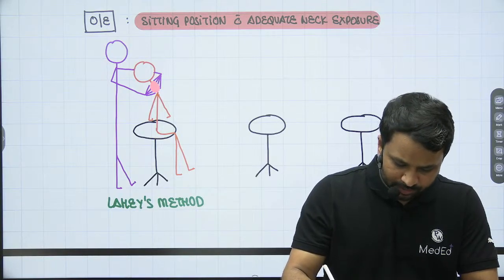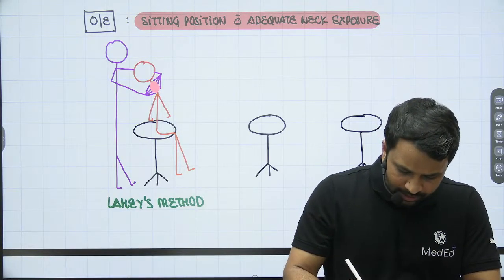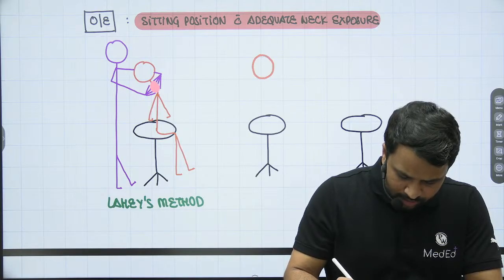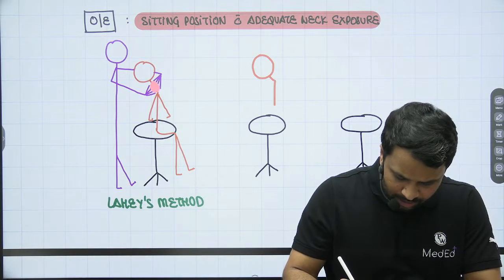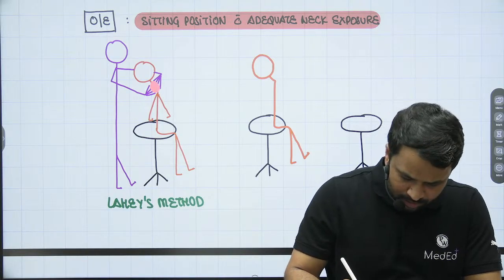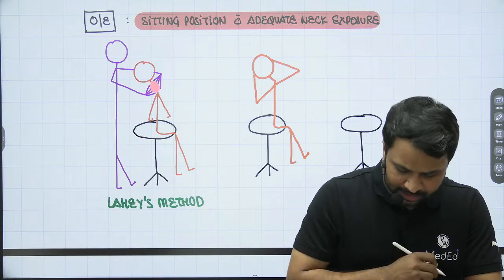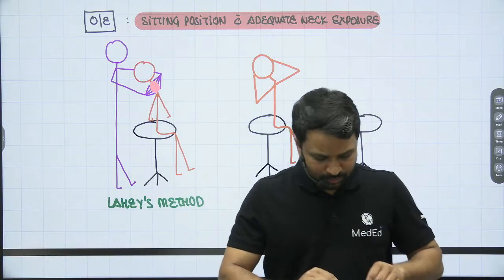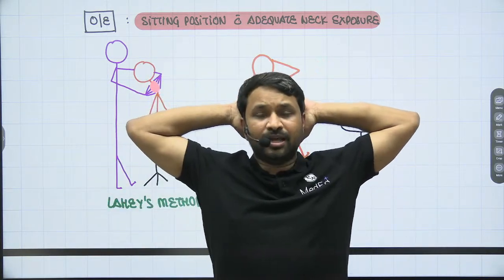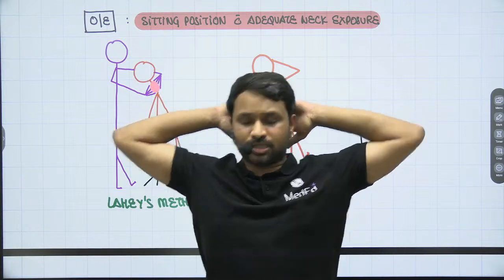We have another patient. Again, this time the patient is short and has an obese neck. So I want the extension of the neck to be as much as possible. So I'll ask the patient to put the hands behind the head. In this method, you'll ask the patient to put the hands behind the head and throw the head against your hand.